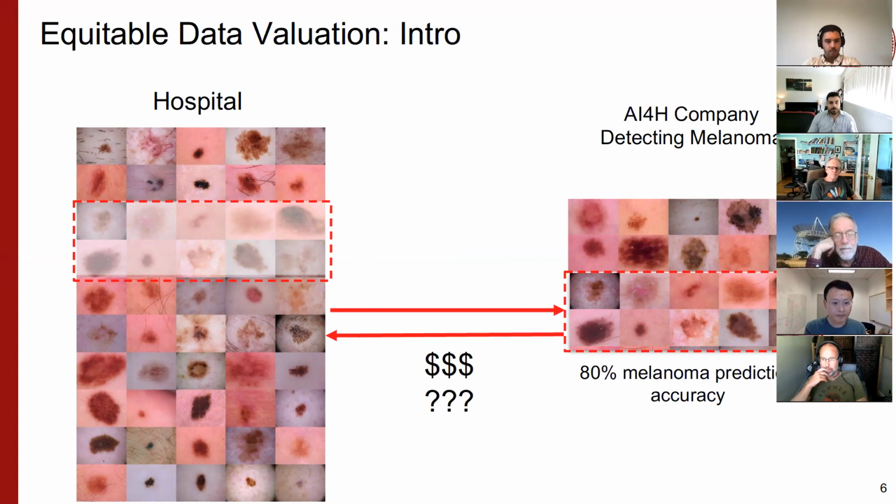The problem of data valuation is about basically assigning credit to different sources of data. So if you are the AI for health company, you would be like, okay, so this data only added 20% to my performance, so it's only responsible for that part. If you are the hospital, you would say, well, our data set alone would do much better than 20%. So we want to see what would be an equitable way of assigning value to individual sources of data.